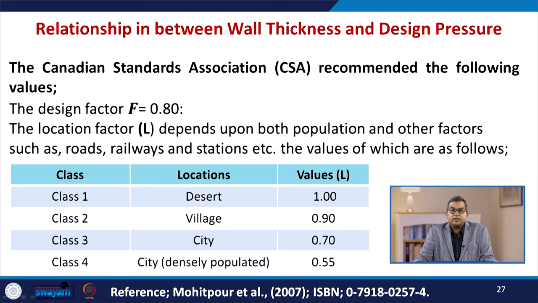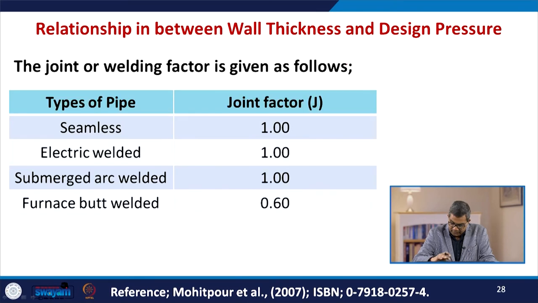Now, the Canadian Standards Association, CSA, recommends the following values: the design factor F is equal to 0.80. The location factor L depends upon both population and other factors such as roads, railways, gas stations, or railway stations or bus stations, etc. The values are as given: class 1, when the location is desert, the value of L is 1.00. Class 2, when we are considering a village, the value of L is 0.90. Class 3, a city, then L is 0.70, and class 4, a densely populated city, the value of L is 0.55.